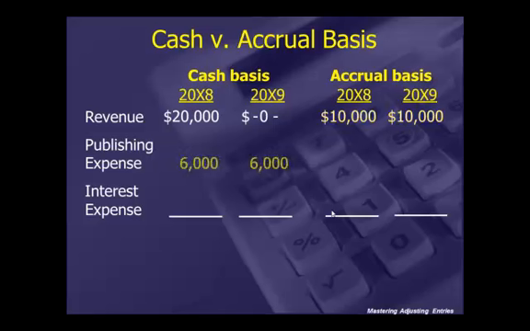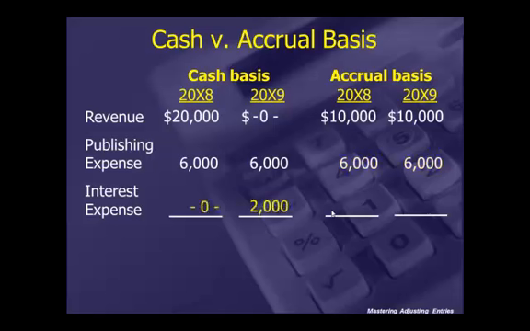So the publishing expense, though, is based on 1,000 subscribers at $6 per subscriber. So the cash is paid out in 2008 for those 4 quarterly magazines, and same thing in 2009. So it's 6,000 each year. And the accrual basis will be the same because that's the expense for the publications for that year, for 2008 and for 2009. So in this case, they're the same.